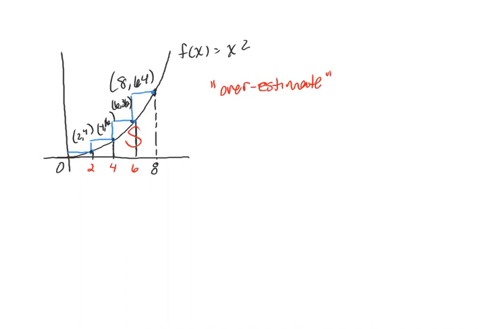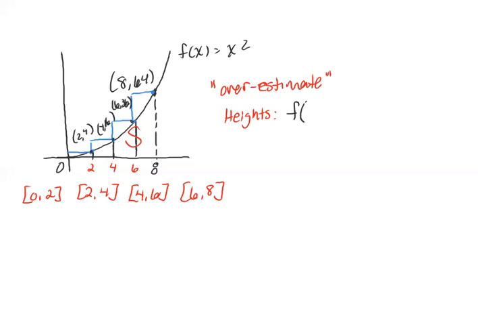And as mentioned, I was taking the right endpoints of each of these intervals in question. I'll write down the intervals again. The intervals are from 0 to 2, 2 to 4, 4 to 6, and 6 to 8. I use the right endpoints to get the height. Heights were the function values at the right endpoints of each interval. Right endpoints. So I might call this a right sum.